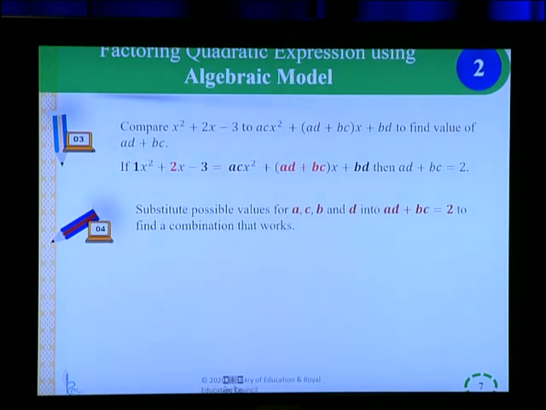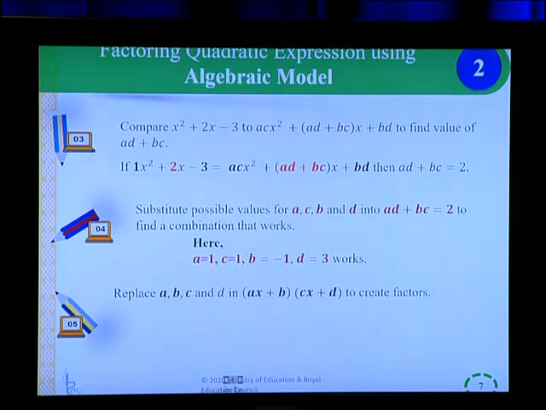So, next, here we have to use hit and trial method to find the possible values for A, C, B and D, whereby you can plug in the value to AD plus BC, which should give you 2, and find a combination that works. So, here if you plug in A equal to 1, C equal to 1, B equal to negative 1 and D equal to 3, then this combination perfectly works.